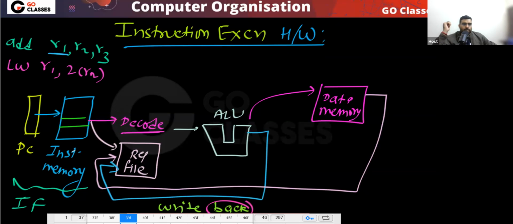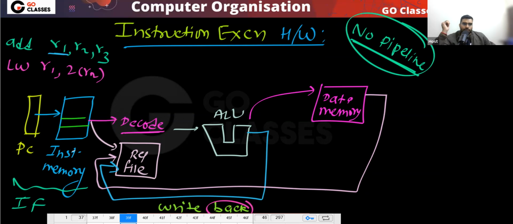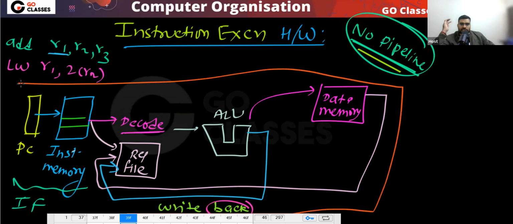There is one thing called pipeline. Now remember, if you have no pipeline, then what does it mean? I already told you in the laundry example. If you have no pipeline, then you will consider this as an atomic hardware. Yes or no? It means this hardware is one single atomic entity.